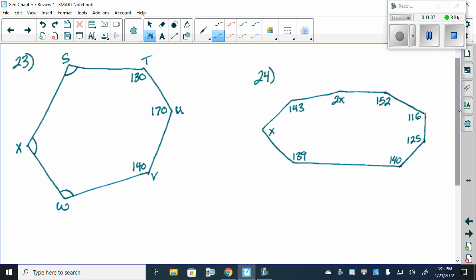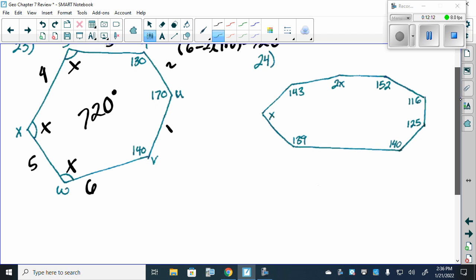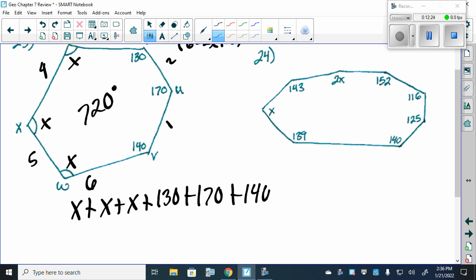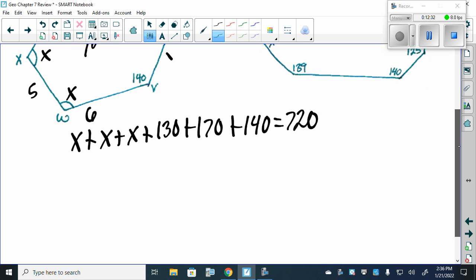So if we look at 23, these 3 angles are all the same. Now we do have 1, 2, 3, 4, 5, 6 sides. So the sum of these interior angles is 720. Because again, we can use the fact that n minus 2 times 180, so 6 minus 2 times 180 will give us the sum of the interior angles. And we just did this one a minute ago, and it told us that it's 720. Now what we can do is add our angles together, so we'd have x plus x plus x plus 130 plus 170 plus 140 is equal to 720.